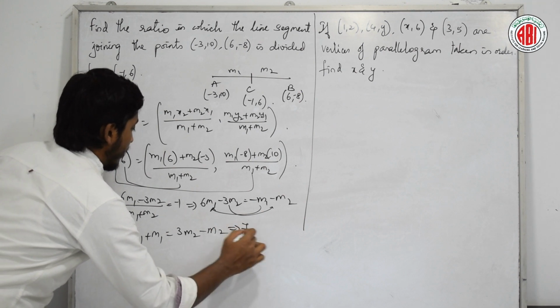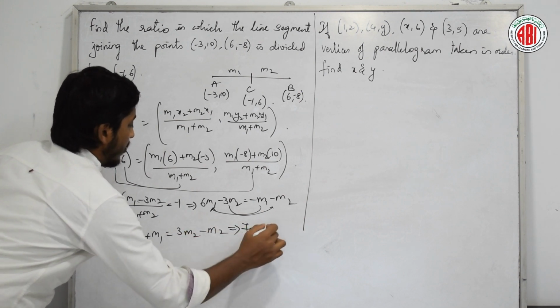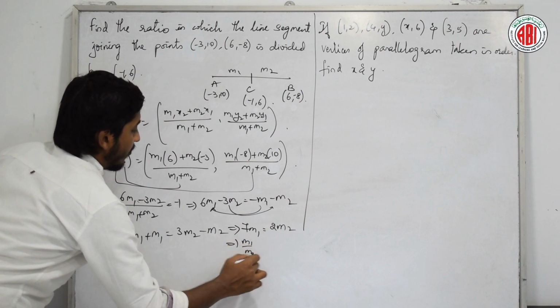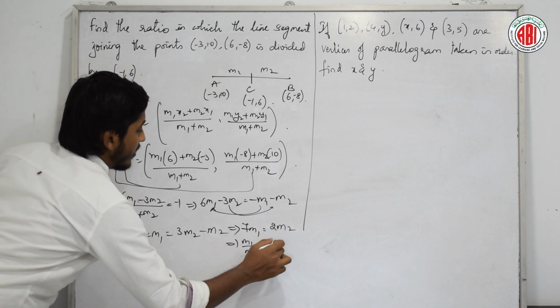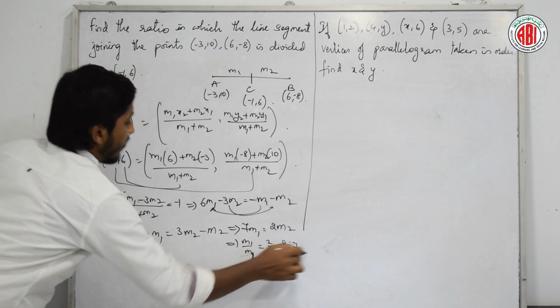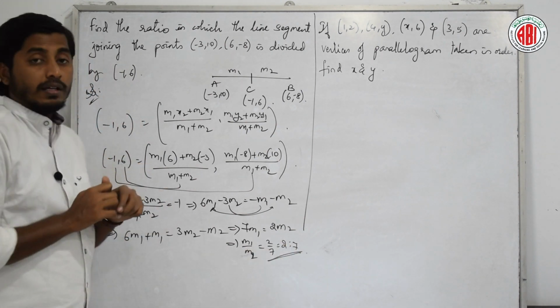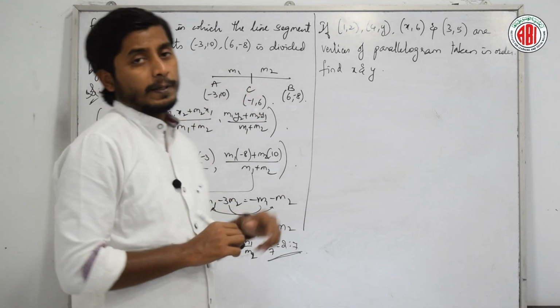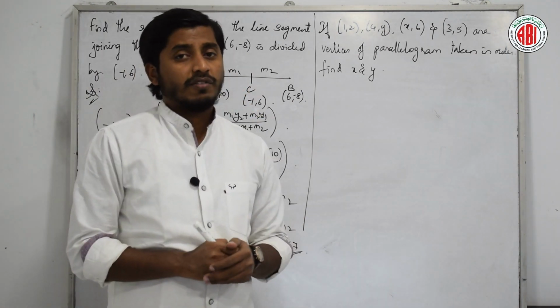6m1 plus m1 is 7m1. Here 3m2 minus m2 is 2m2. From this I can get the value m1 by m2 is equal to 2 by 7, that is nothing but 2:7. That is the ratio which is dividing these two points. Is it clear? Shall we do one more problem?